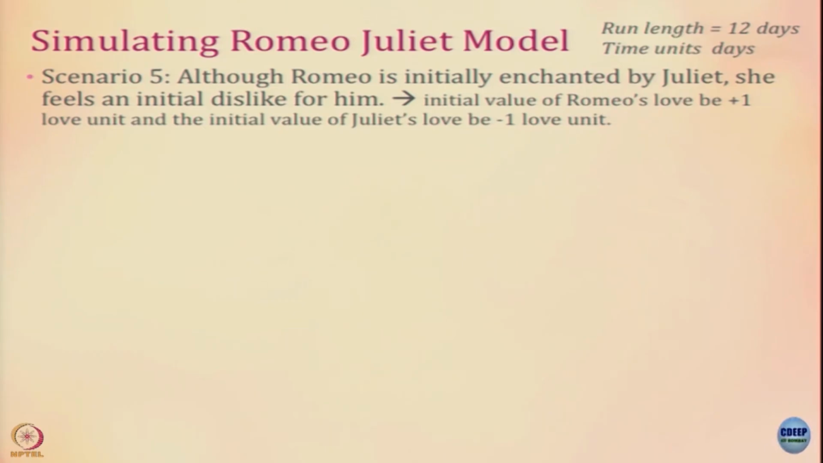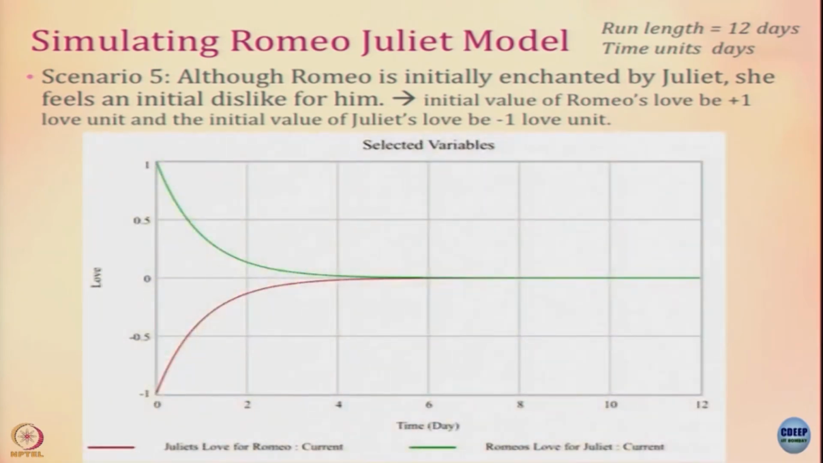If we try and simulate it, we actually get a very surprising dynamics. So the red line is Juliet's love for Romeo, the green line is Romeo's love for Juliet. This is very surprising because here we have a positive feedback system which is displaying a goal seeking behavior. The entire semester we saw that a positive feedback system gives exponential growth, and a negative feedback system results in goal seeking behavior. Now we see that love changes everything.